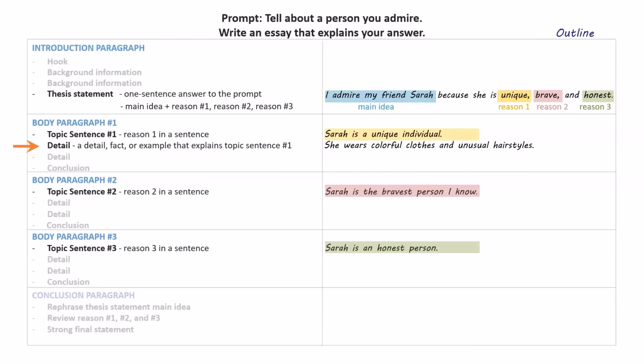Do you see how that detail explains what I mean in my topic sentence? Not everyone wears colorful clothes and unusual hairstyles. That's a little different, and it makes Sarah unique. Let's add detail sentence 2.